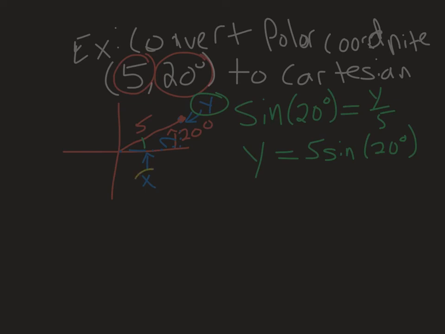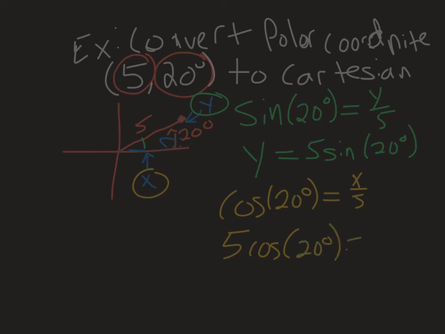Okay, now let's talk about how to solve for x. Similar kind of deal. X is the adjacent, 5 is the hypotenuse. I know the angle is 20 degrees. I would use cosine in this case. So cosine of 20 degrees is going to be equal to x over 5. And then I multiply both sides by 5. I get 5 times the cosine of 20 degrees equals x. Again, I run to my calculator, and then ultimately my solution I would give as an ordered pair.